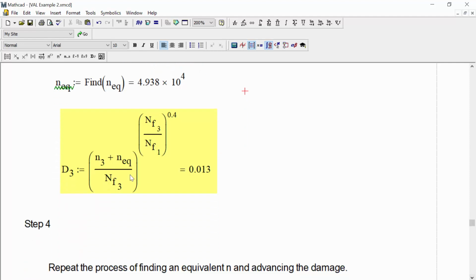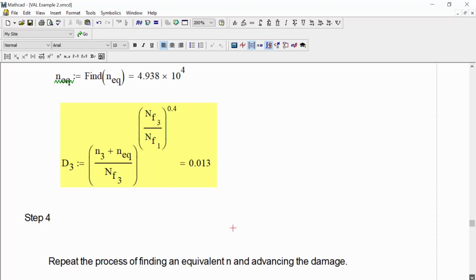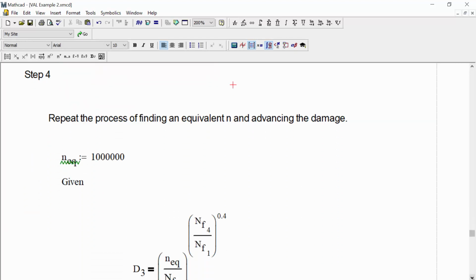We then plug that in together, so the damage that's accumulated from step 2 and 3, that's what this NEQ is here, plus the amount of damage we're actually going to accumulate at step 3. So now D3 is equal to 0.013. All right, and now we do our final step.